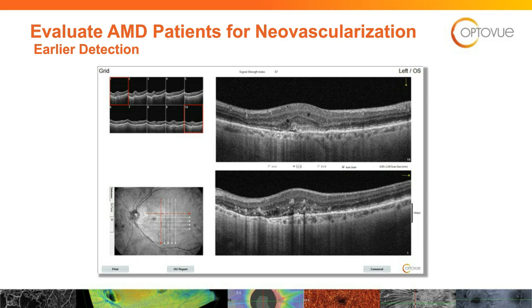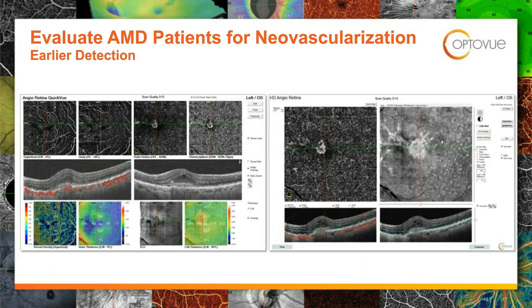You drop down to the bottom picture, you see some fluid. It's really questionable. Should I send it? Should I not send it? And then when we shoot the angiography on this patient, and when I say shoot the angiography, remember, this is non-invasive, no dyes, dye-free. We just ask the technician, hey, can you get me a retina, 6.0, angiogram on this patient? And then we evaluate it.